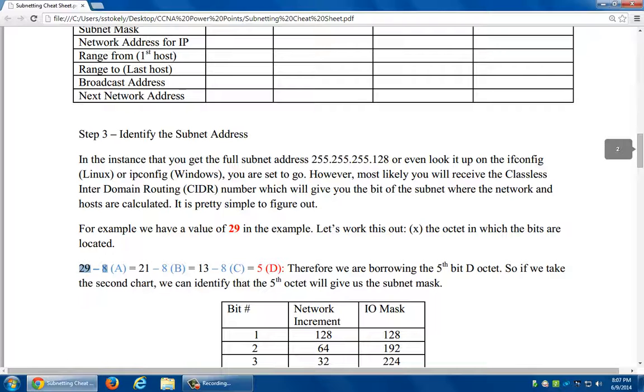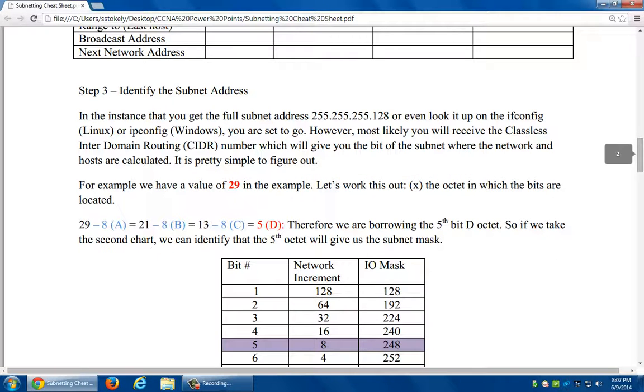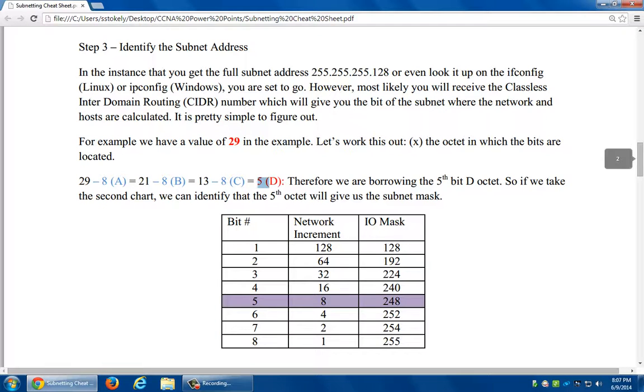All I did was take the 29 minus 8, which gave me 21, took out another 8, gave me 13, took out another 8, gave me 5. So I'm looking at 5. The 5th octet means my networks are going to increment by a value of 8.